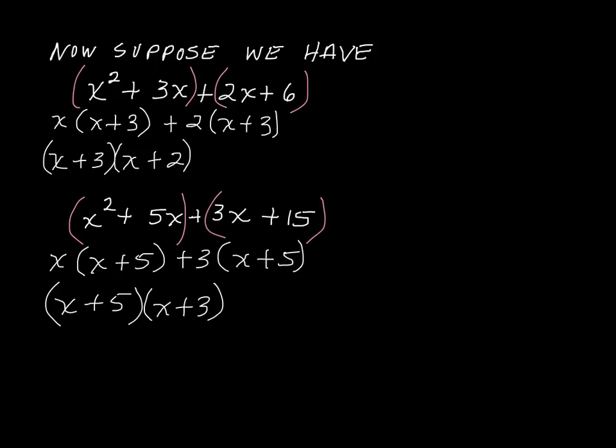Now, this is what I want you to do. Take a minute, take that last factored form, x plus 5 times x plus 3, and I want you to FOIL it. If you FOIL it, that means first times first, you get x squared. Then outer would be x times 3, which is 3x. Inner would be the 5x. And the last would be the 15.